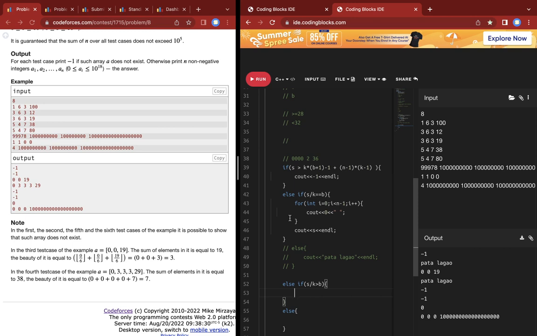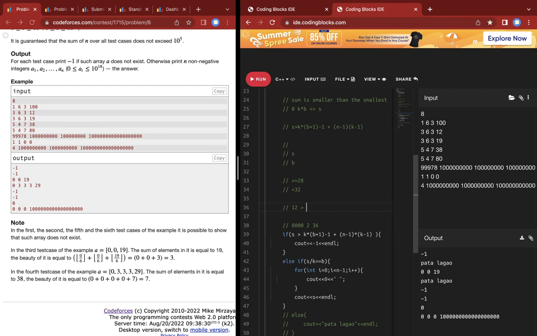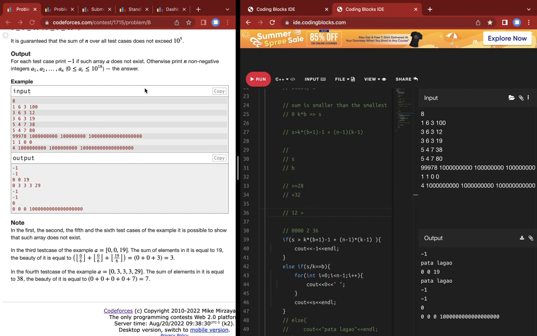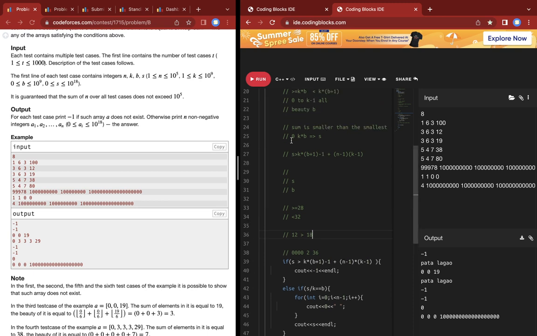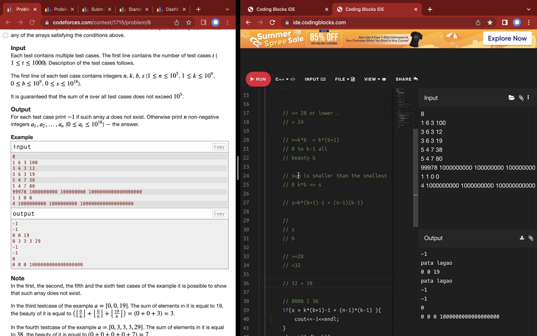Sum is 12. 12 is greater than... k into b, what do we have? 6 into 3, 18. Why do we have to print an array? This is too harsh on us.